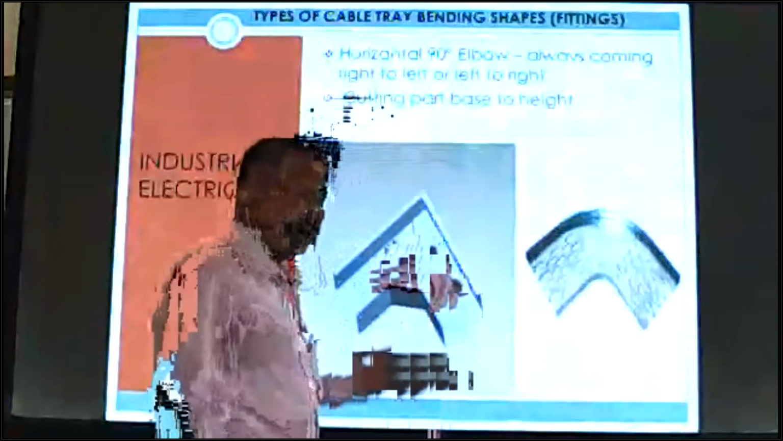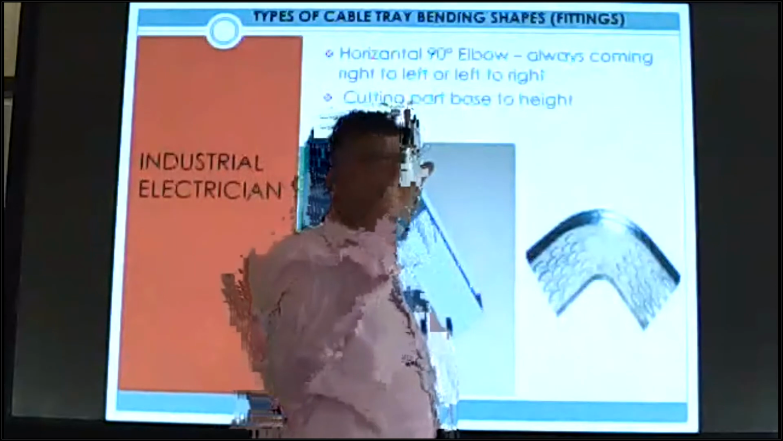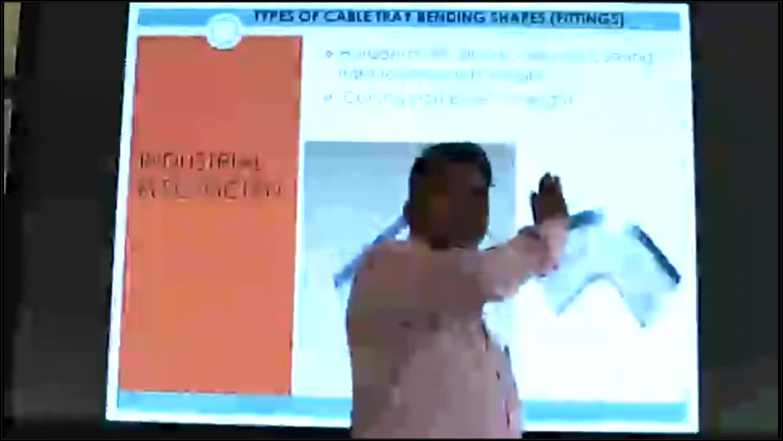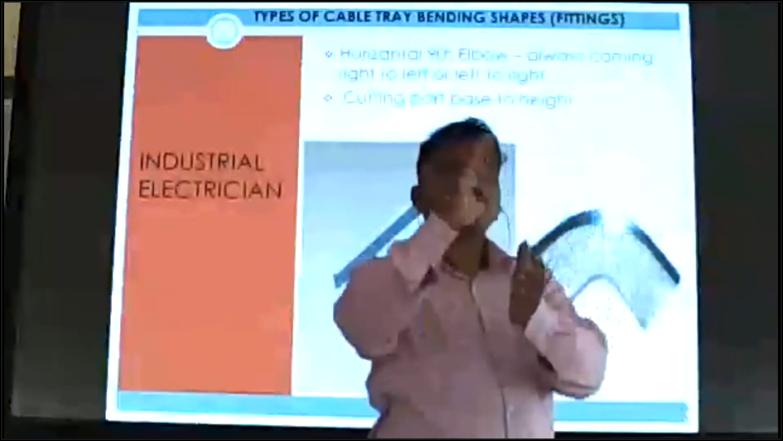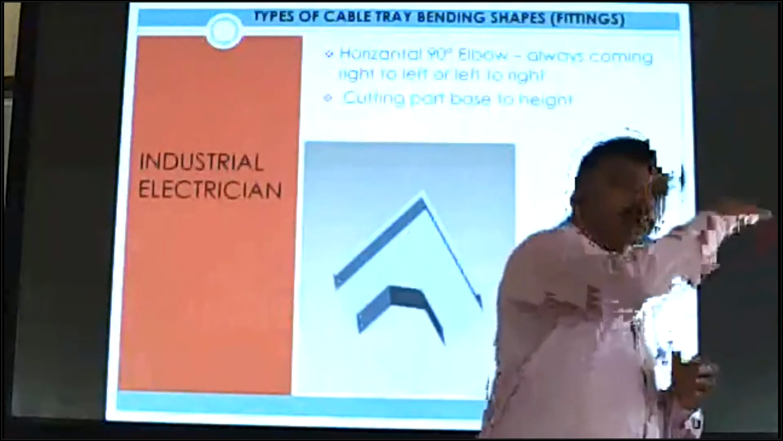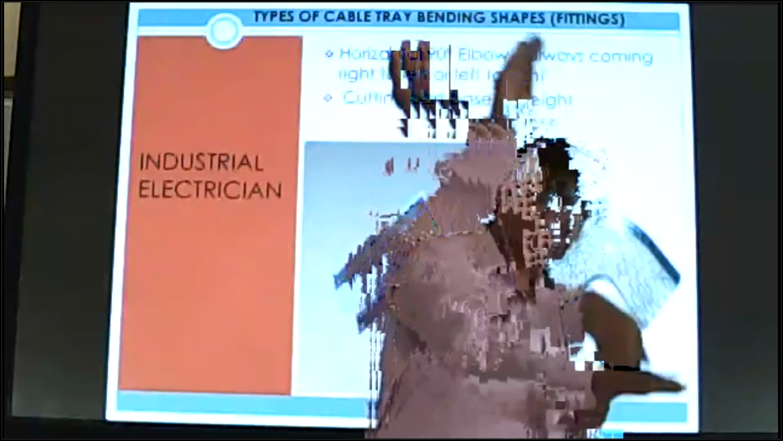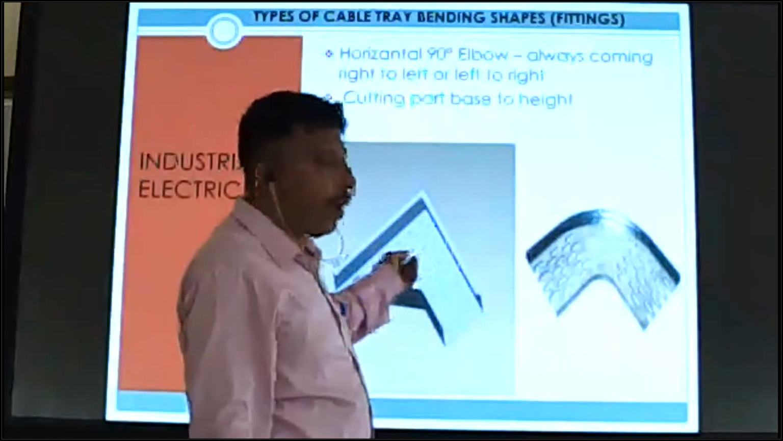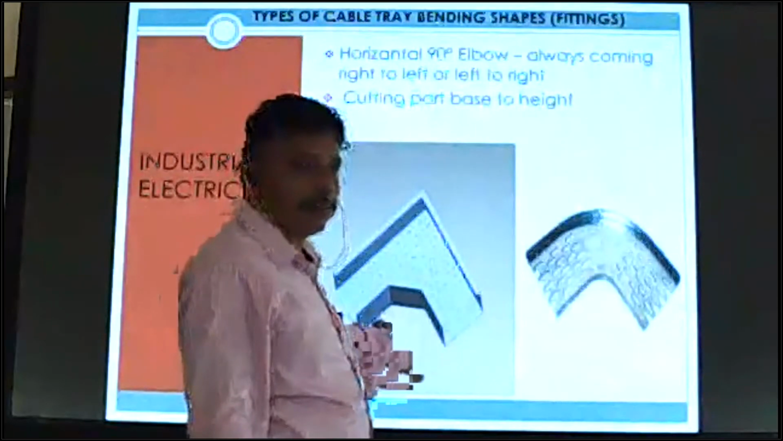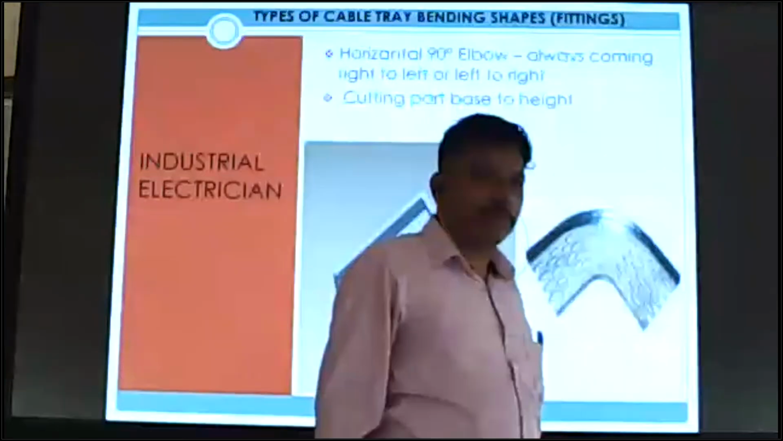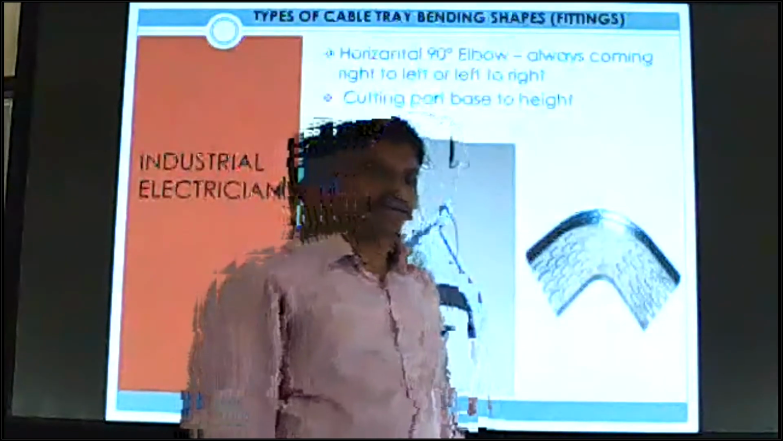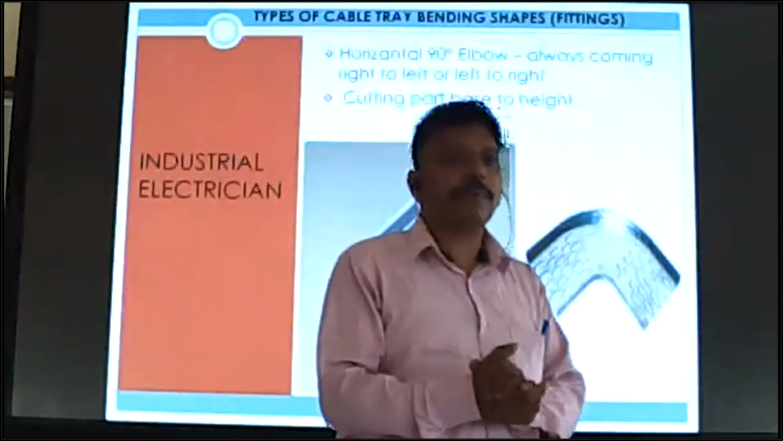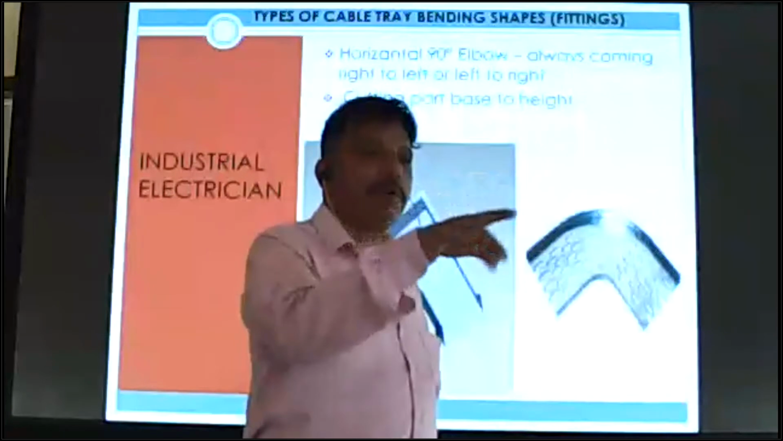Okay, so suppose your cable tray route is coming in a straight position, and then you want to change the position of the route, right to left or left to right or down to up. That time we need fittings as per the direction. We have 10 types of fittings. As per our direction, we can change the direction. We have 10 types of changing direction.